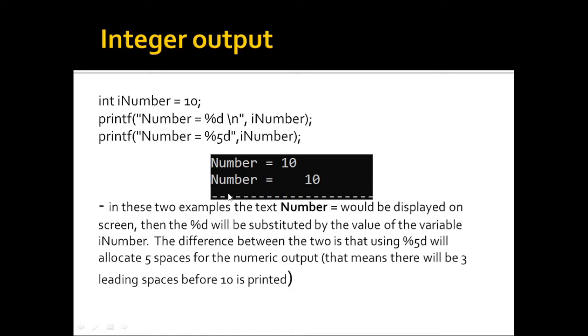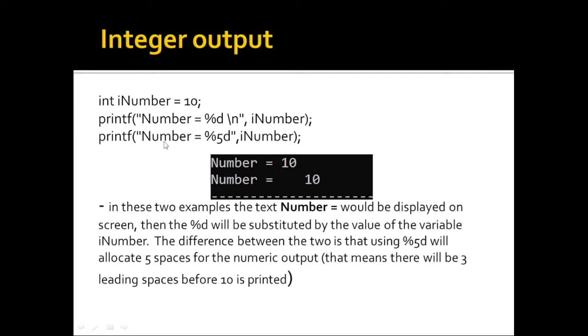Integer output. In this program, we declared a variable and assigned 10 to this variable. Then we have two lines of code. The first has number equals %d \n. So %d will be substituted with the value of this variable, which is 10. Similarly, we have number equals %5d. The difference between these two lines of code is that the second will be assigning 5 spaces. The first line will be substituted by the number, so the output is number equals 10.